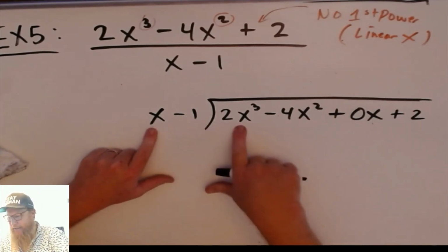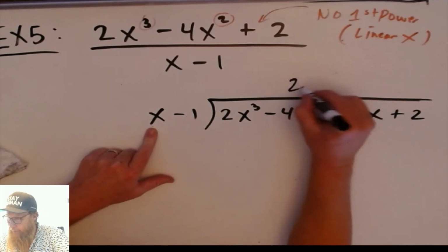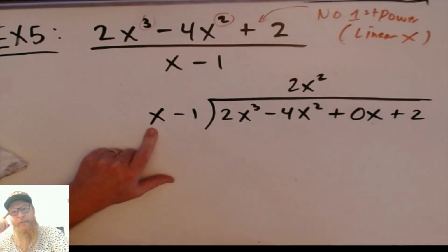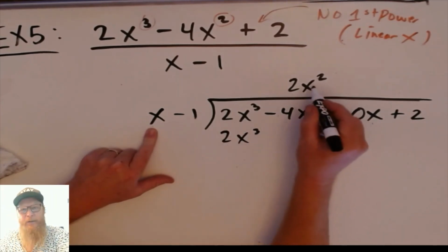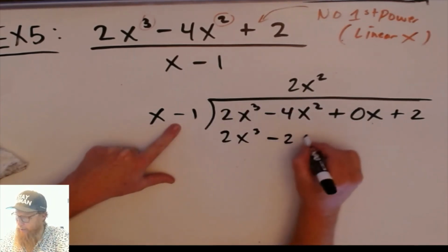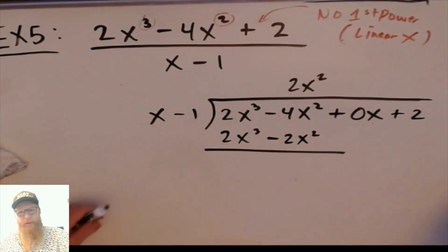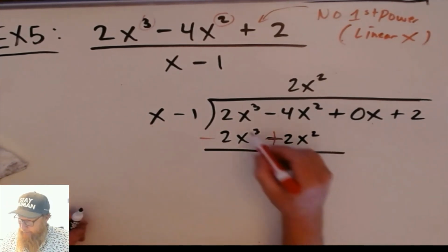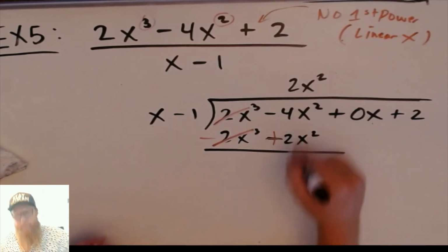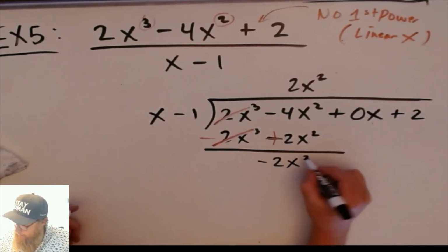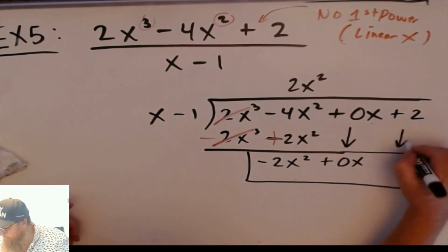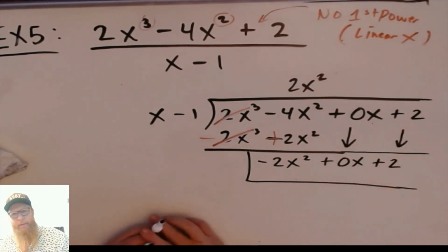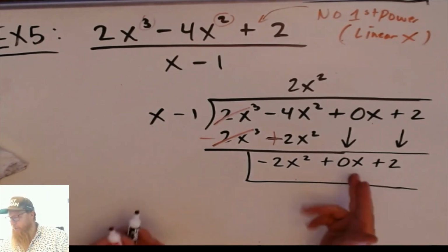Okay, so then x goes into 2x cubed, 2x squared times. So that'll be 2x cubed minus 2x squared. Change the signs. Kill the leader, bring down the rest, bring down your placeholder, you're going to need it, bring down the plus 2. All right. Now here's where the placeholder becomes important.